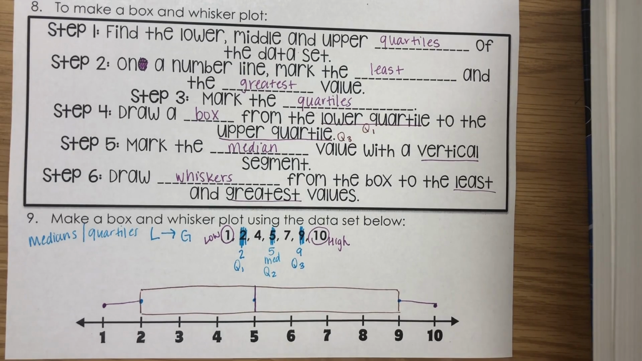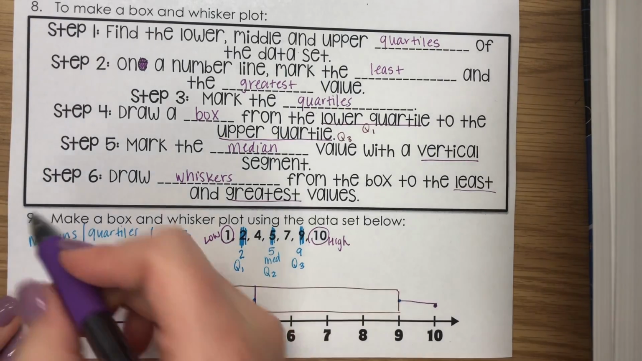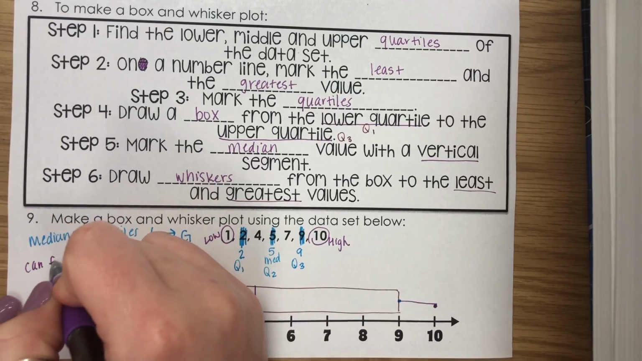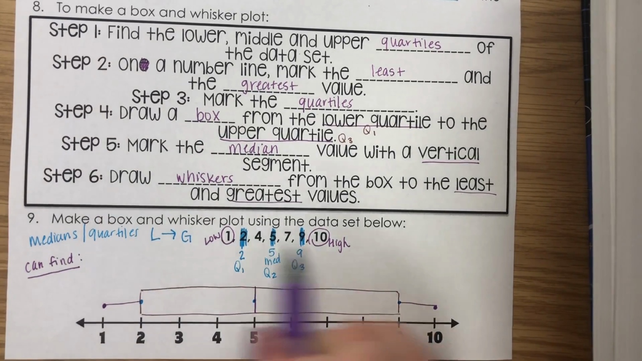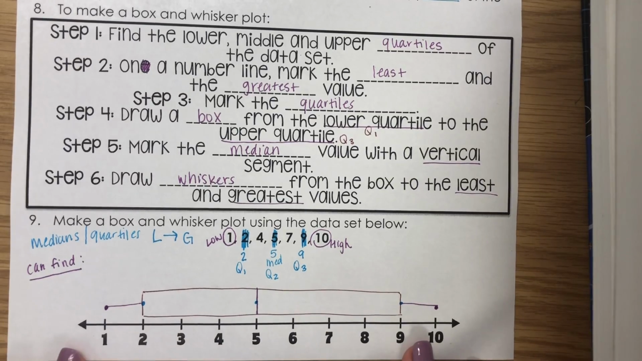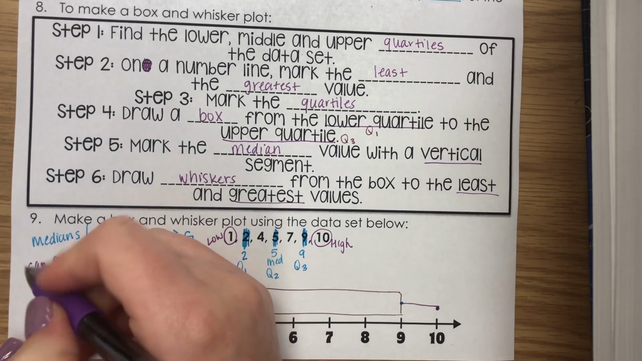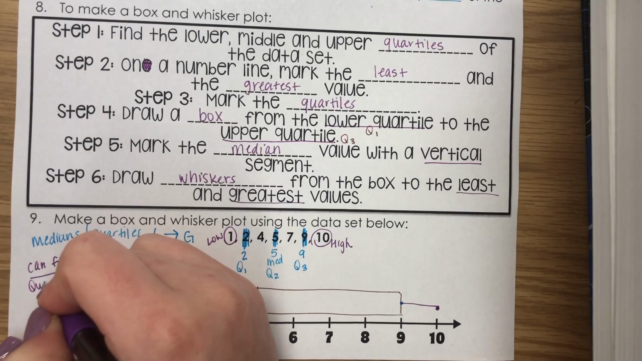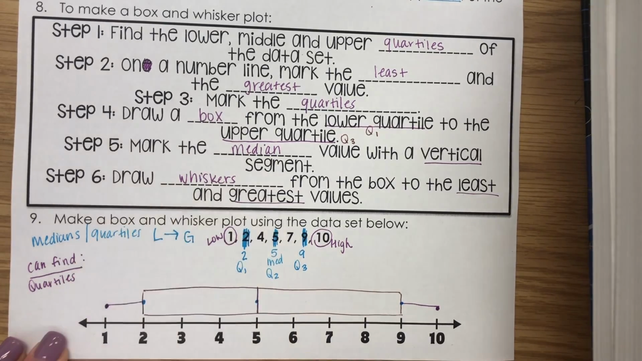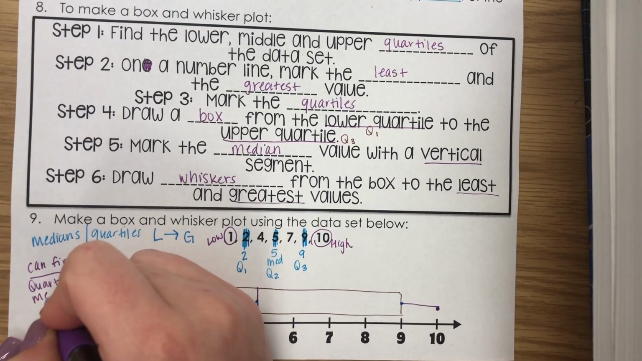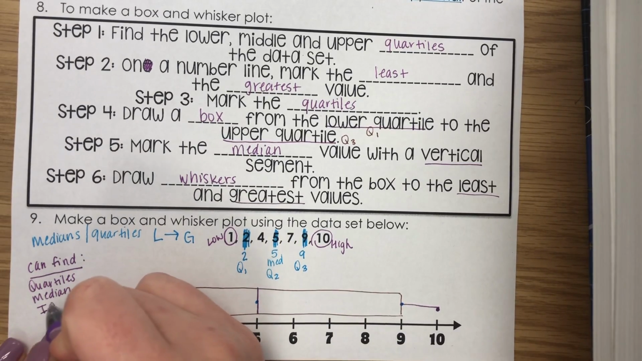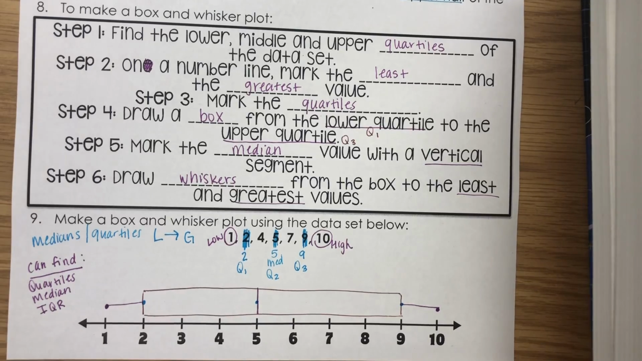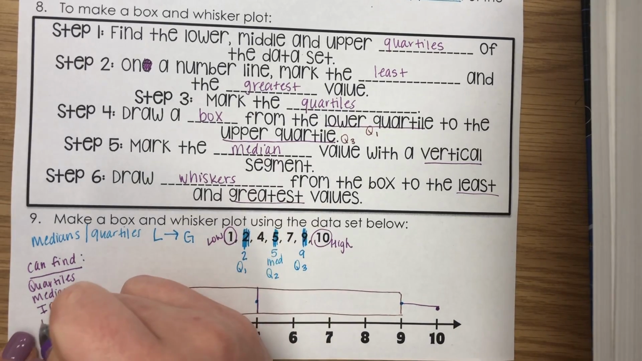Okay? So now let's talk about what we can and cannot find with box and whisker plots. So we can find, and this is just by looking at a box and whisker plot, so we're not given any numbers or anything like that. We're just given the box and whisker plot. We can find the quartiles. We can find the median. We can find the inner quartile range, IQR, and we can find the range.